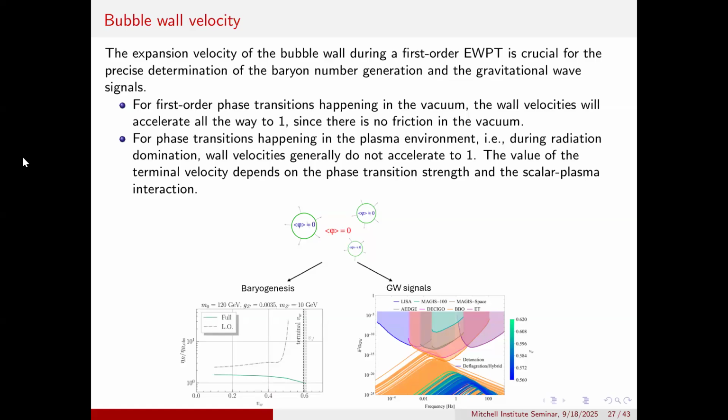More realistically, the electroweak phase transition happens in the radiation domination era, so it happens in the plasma. A lot of particles could couple to the bubble wall, and that will introduce friction. In this case, the wall velocity will not accelerate to 1. The value of the terminal velocity of the bubble wall depends on the balance of the phase transition strength and the scalar plasma interaction.